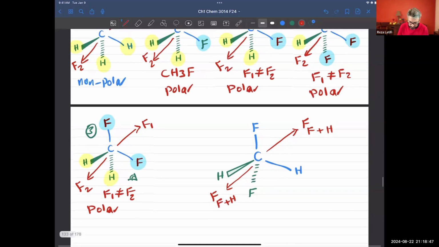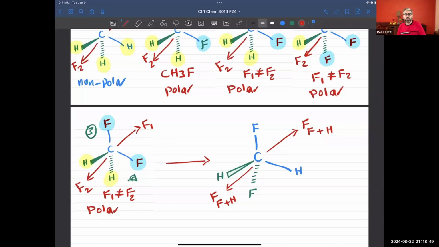How did I move from this structure to that one? I only changed my vision. I did not break any bond, so the molecule should still be polar. When I say I changed my vision, this is the way I looked at the molecule.